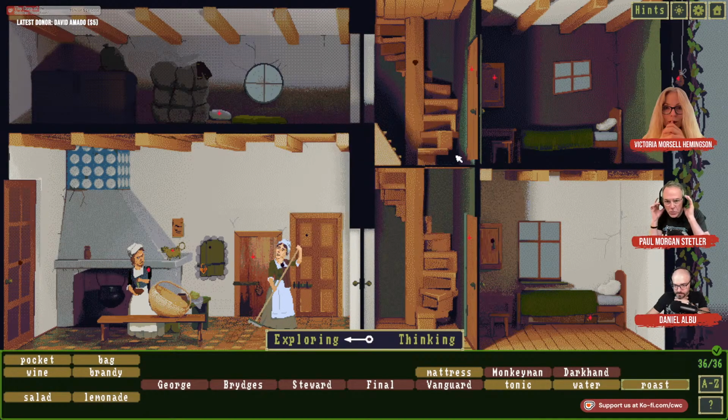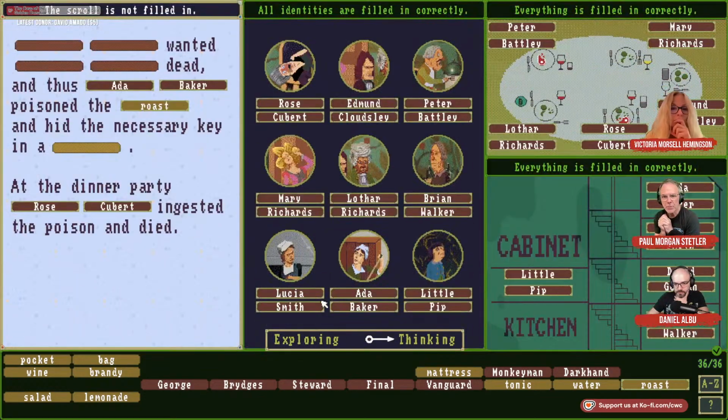So, Dark Hand Steward wanted someone dead. So let's go to thinking. And put Dark Hand Steward. No, that's right, from the note. Dark Hand Steward wanted someone dead, and thus Ada Baker poisoned the roast and hid the necessary key in a blank.